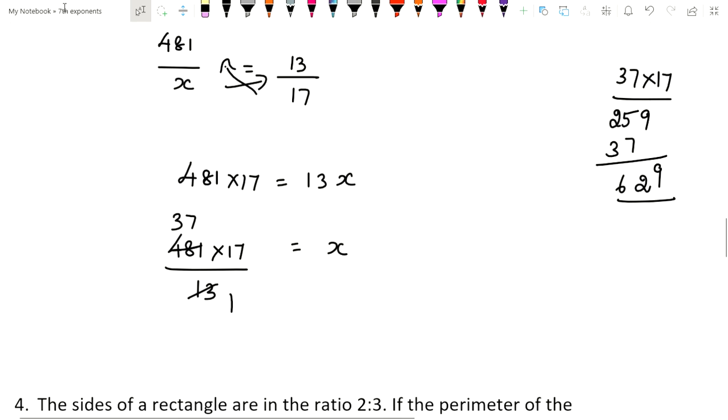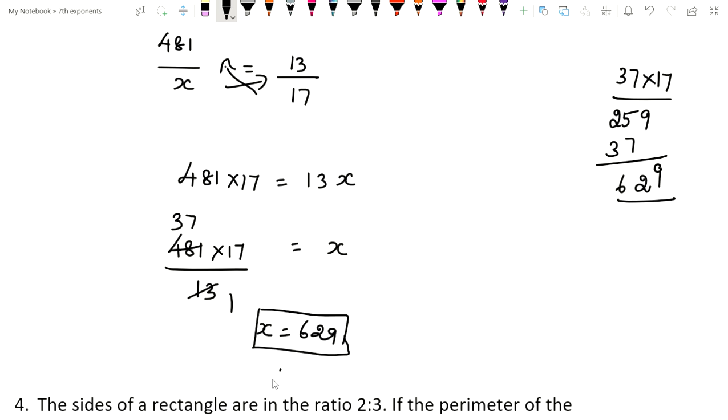So what is the x value? 629. X equals 629. X represents the greater number. Therefore, the greater number is 629. Is it clear, children?